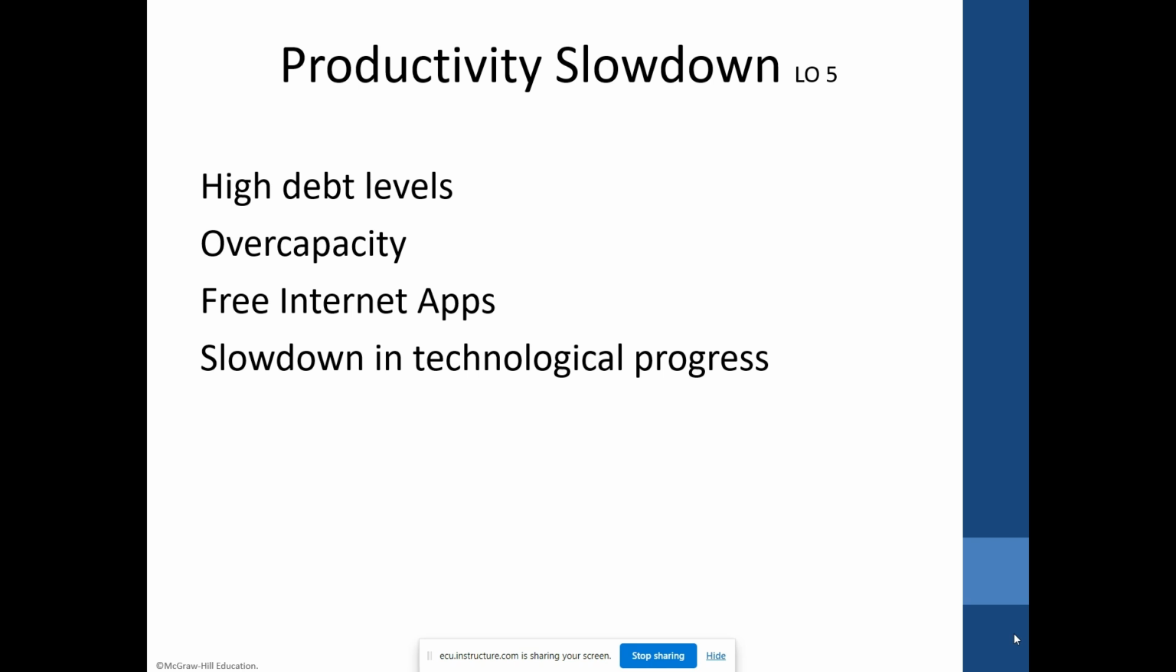Another explanation is that an excess of capacity exists, which makes firms reluctant to purchase newer, more productive equipment. Many new technology-based products are being created and offered free to consumers, so they're not measured in GDP. And finally, technological progress may stall, meaning growth will stagnate until invention and innovation speed up again.